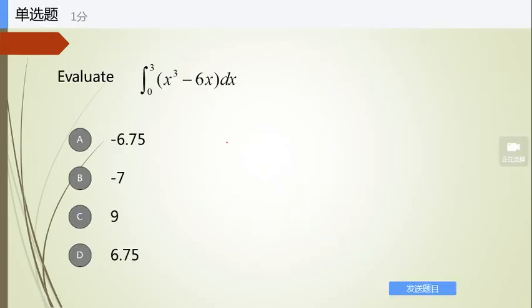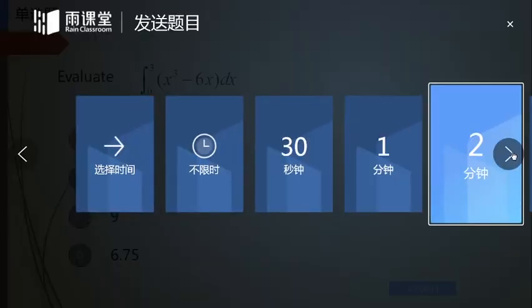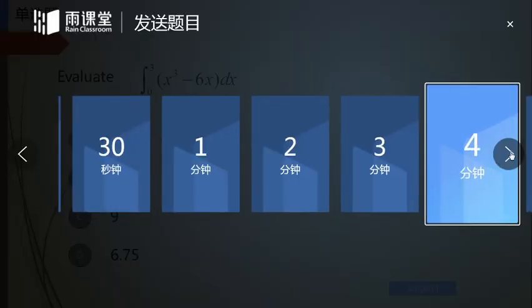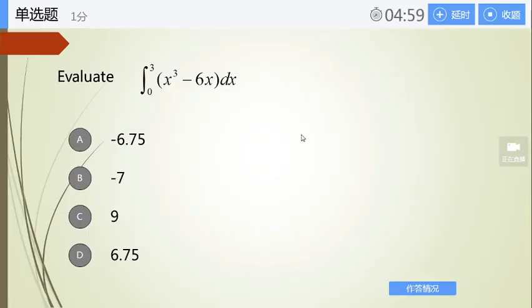Now there is one quiz. Okay, there is one quiz to evaluate the definite integral with the function x cubed minus 6x. I guess it will be easy. Let me set up 5 minutes. Okay, 5 minutes to try the quiz.